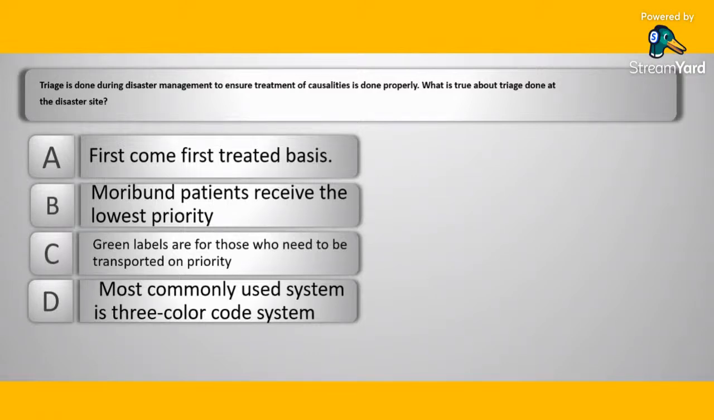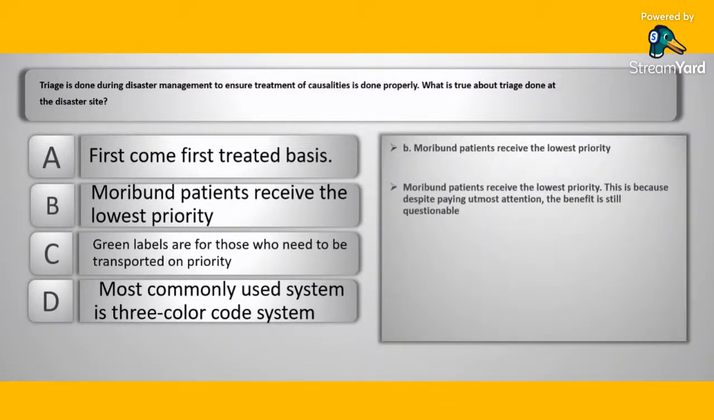So, what is true here? Moribund patient receive the lowest priority. This is because despite paying utmost attention, the benefit is still questionable in moribund patients.